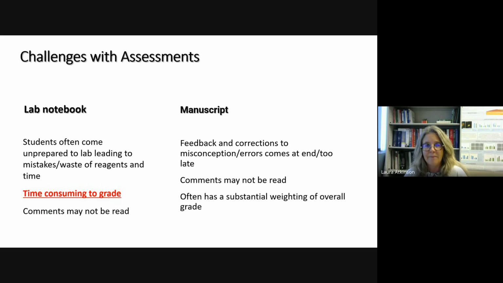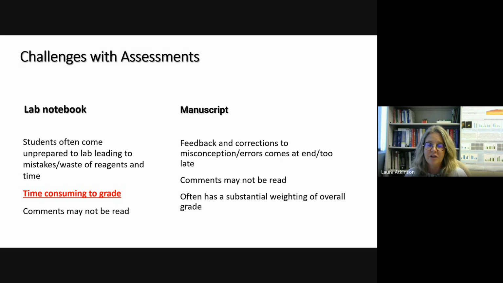unpreparedness. I also noticed, because they didn't have a lot of formative feedback about their data or their understanding of how to analyze the data, when they submitted their final manuscripts, there were often misconceptions or errors that at the end of the semester was now really too late to correct. And again, we know that students often won't read the comments at the very end of the semester.